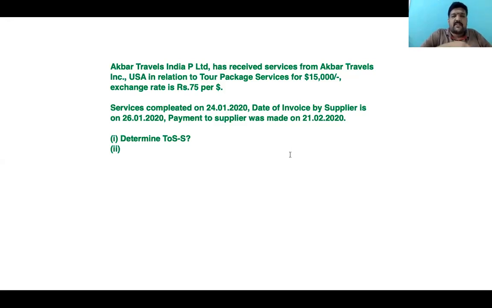Here you have a transaction between a supplier located in taxable territory and a recipient located in non-taxable territory. The said transaction would be qualified as import of service. In case of import of service, as per section 5(3), the recipient is liable to pay tax under reverse charge. Hence, time of supply will be determined as per section 13(3). After that, you have to come to 13(3).